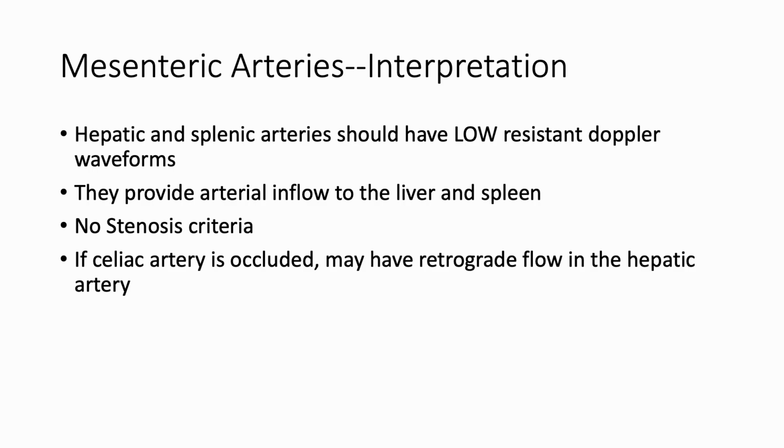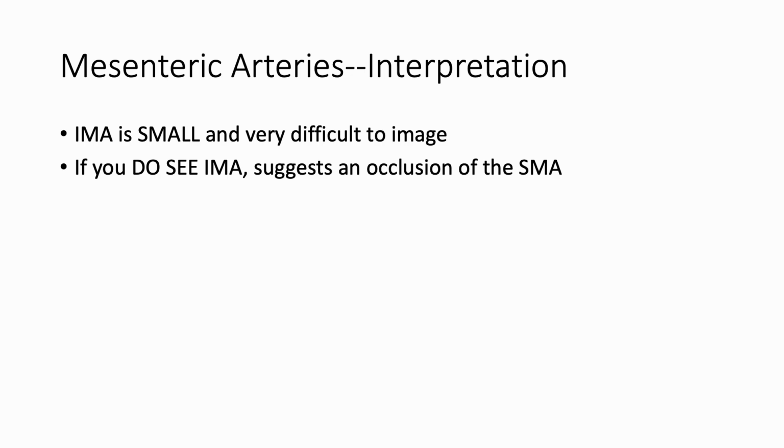Hepatic and splenic arteries should have low resistance Doppler waveforms. They provide arterial inflow to the liver and spleen. There's no stenosis criteria for this. If the celiac artery is occluded, you may see a retrograde flow in the hepatic artery, which means flow is going to come backwards.